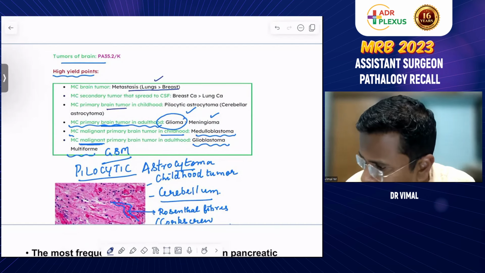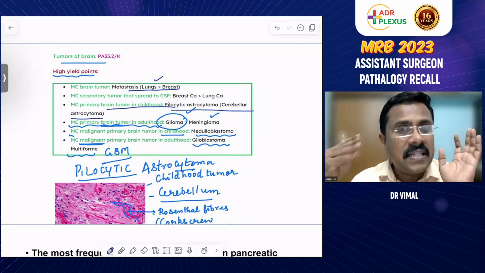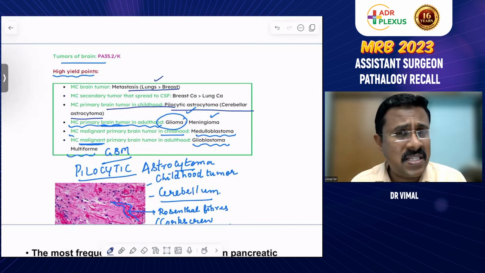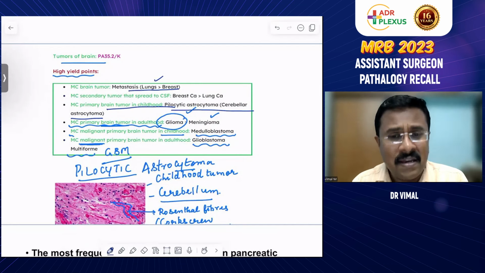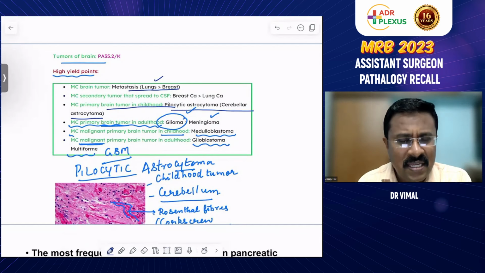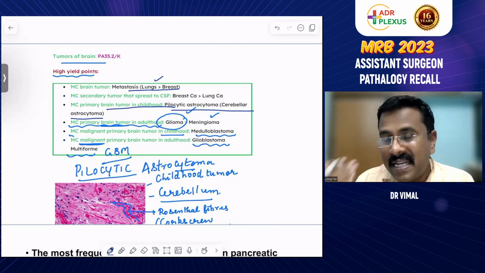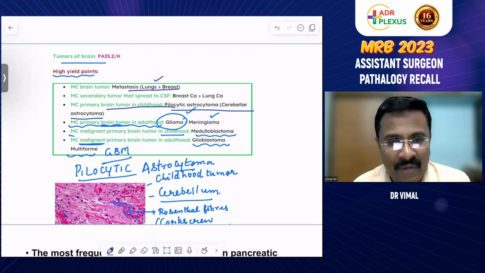In childhood, it is pilocytic astrocytoma. It is also called the cerebellar astrocytoma, as the most common site of this pilocytic astrocytoma is the cerebellum itself. So that is the most common primary tumor in childhood. The most common primary brain tumor in adulthood is the glioma. Gliomas are more common. Then the second comes the meningioma. First glioma, then comes the meningioma.